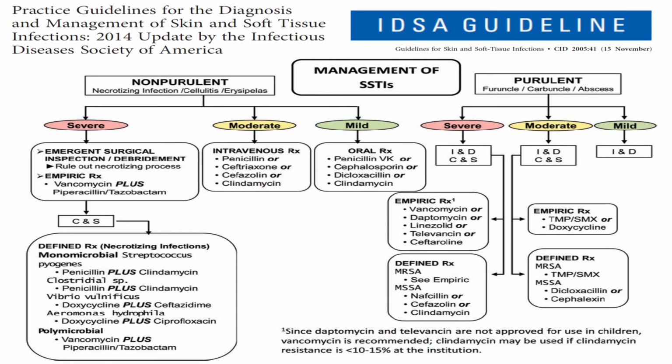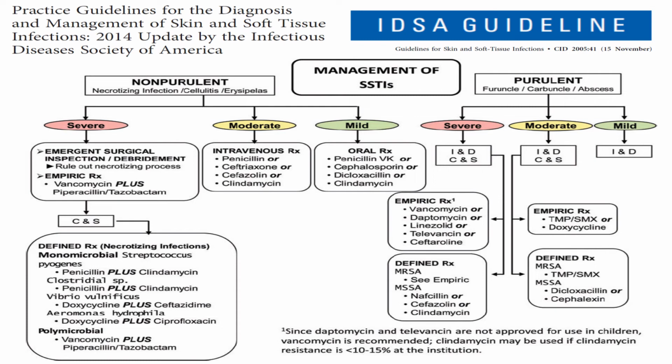According to the IDSA guideline in 2014, we classify management of this condition into non-purulent and purulent infections. Today, we will talk about the non-purulent necrotizing infection, and they separate the severity into mild, moderate, and severe. If it is mild to moderate, we can observe the extension of the skin and then try empirical treatment with antibiotics.